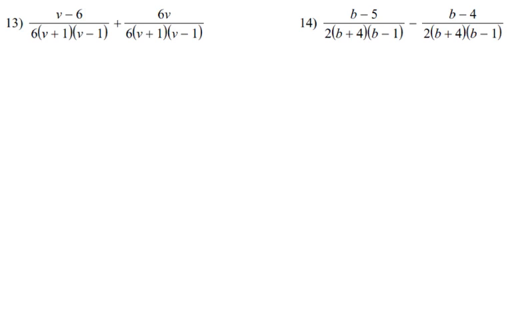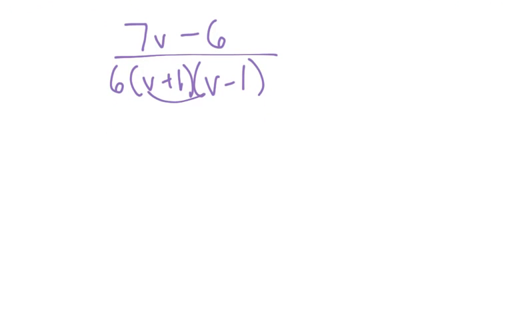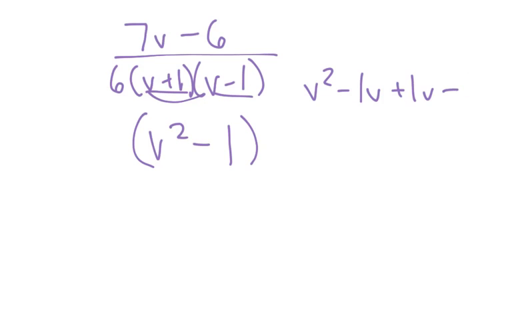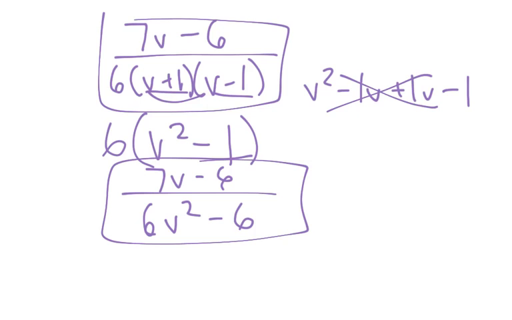Alright, so now we're getting more complex denominators. These ones are still common denominators, so we just add. V and 6v give us 7v minus 6 over 6 times v plus 1, v minus 1, which I'd probably just leave that way. Yeah, I could turn that into v squared minus 1, because that's that difference of squares, because that would be right, v squared minus 1v plus 1v minus 1. So those would cancel. Then I could turn it into 6v squared minus 6 under 7v minus 6. But either one works.